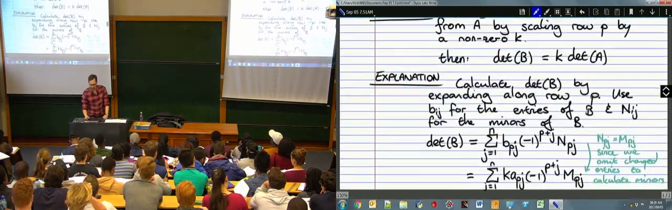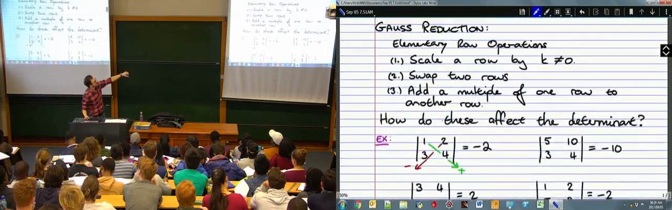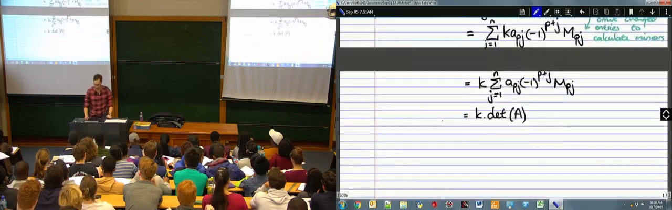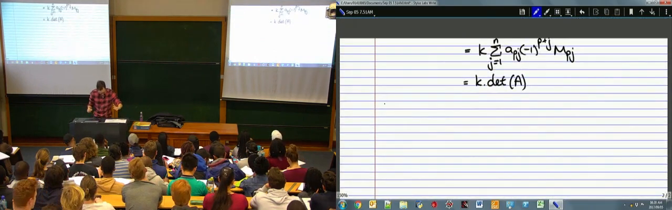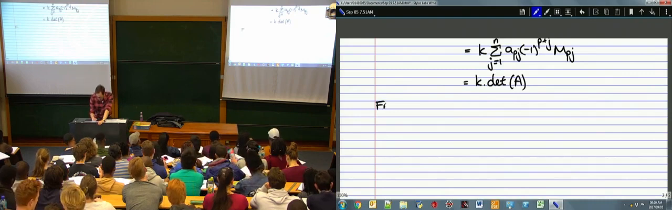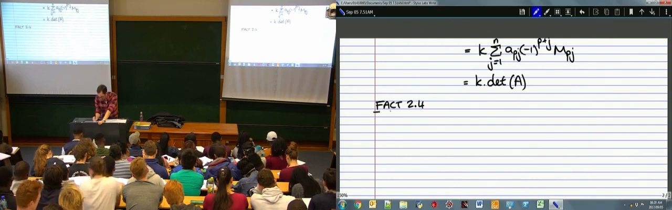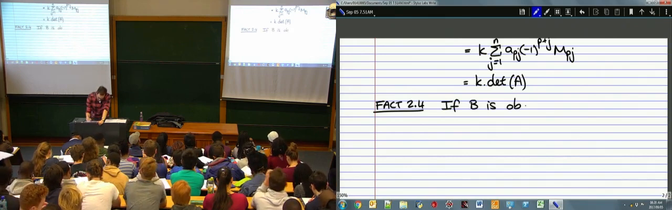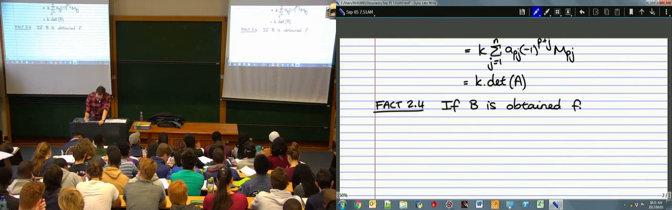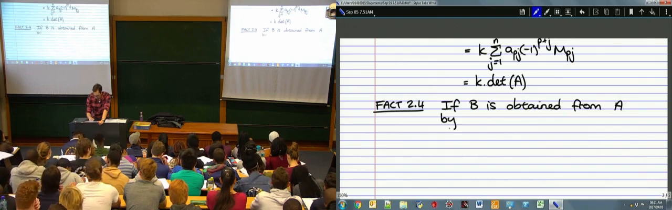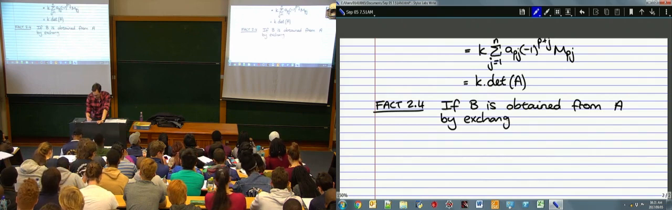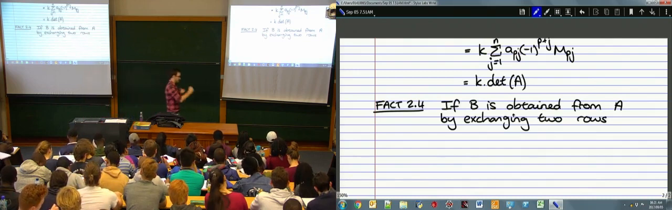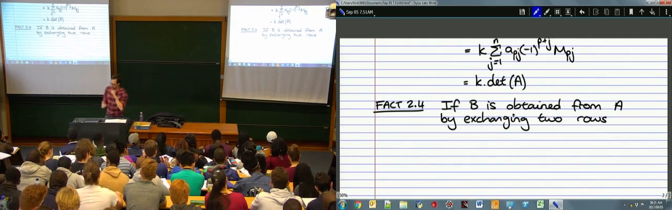Alright. So that was fact 2.3, and that was something about this first row operation, that if you scale a row by k, which is not equal to 0, you scale the determinant. So let's take a look at the next one, which is going to be fact 2.4. So if B is obtained from A by exchanging two rows, then the determinant of B is minus the determinant of A.